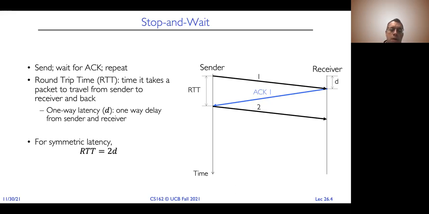But then you need to wait for 2 times D in the best case scenario to get the acknowledgement back. And this 2 times D is called round trip time. The round trip time is how long it takes a packet to travel from sender to receiver and back.